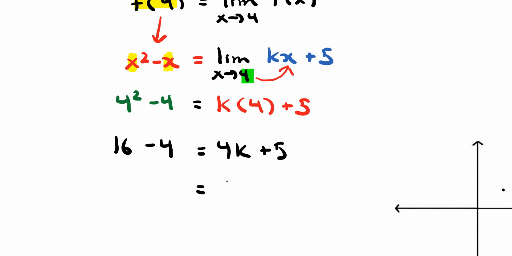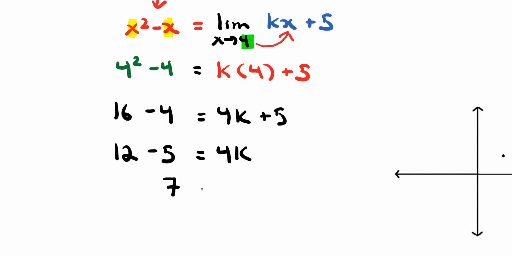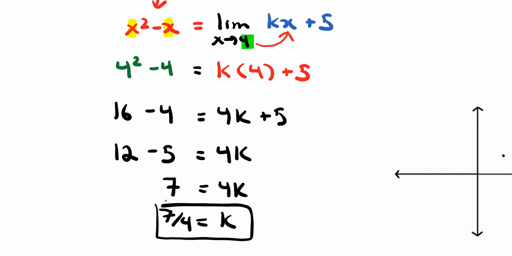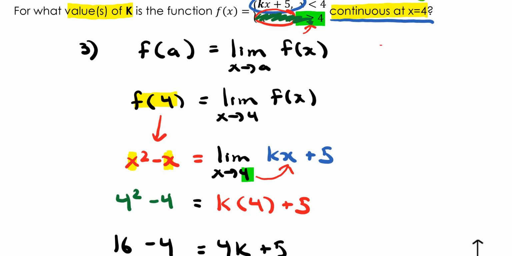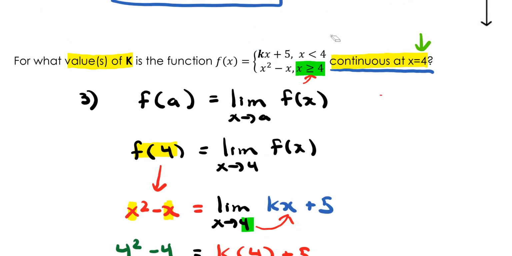If I subtract 5 from both sides, I have a 12 there minus the 5. So therefore I have a 7 here, and I have a 4k here, and that means k would equal 7 over 4. Okay, so the value of k is 7 over 4. And if I went back into Desmos or back to my original function here, and if I let k be 7 over 4, then these two functions would be continuous.